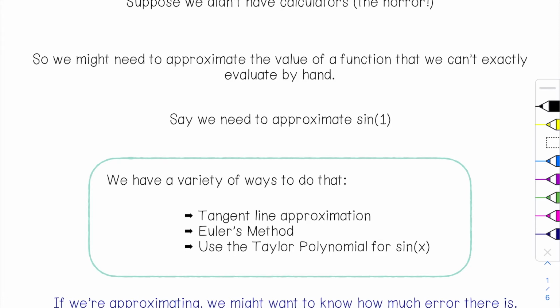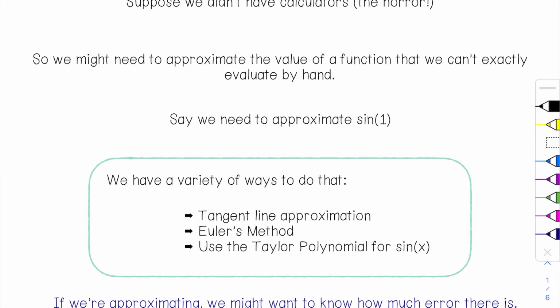So say, for instance, we want to approximate the sine of 1. We're going to come back to this a little bit. Right, we have a variety of ways in calculus to do that. We can find the tangent line at a point close to that and use a tangent line approximation, right? So 1 is pretty close to pi over 3. So maybe we write the tangent line at pi over 3 and then plug in 1 to that instead, see what we get. We can do Euler's method, and the more steps we do, the smaller steps we take, the more accurate, the closer we're going to get, right?